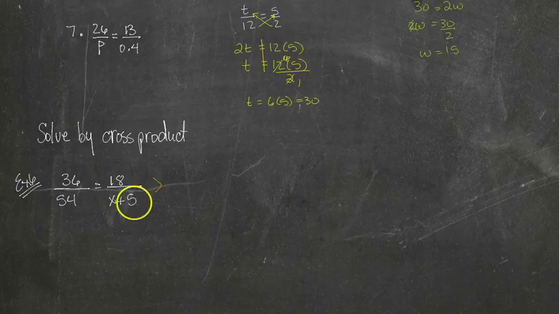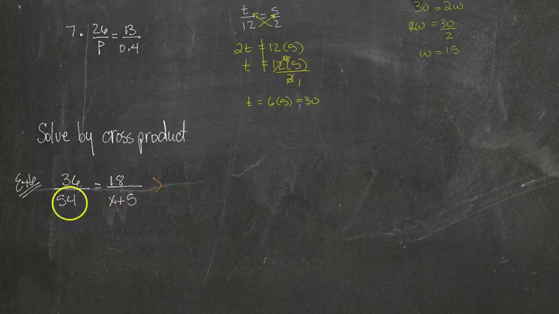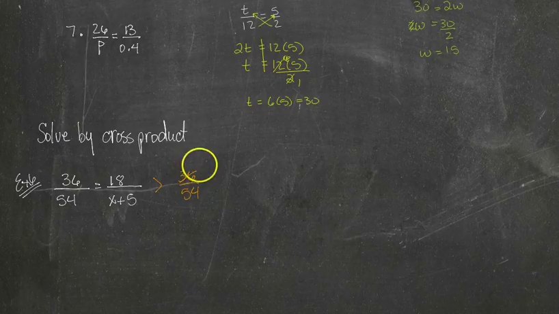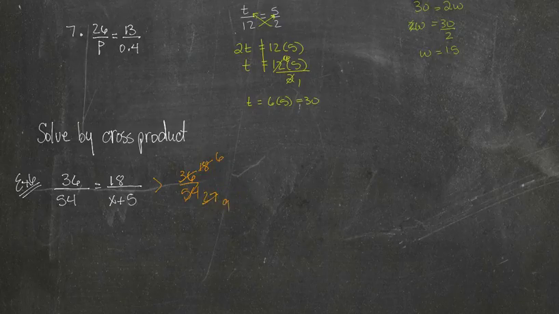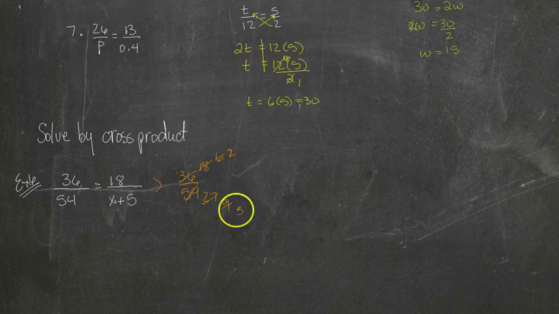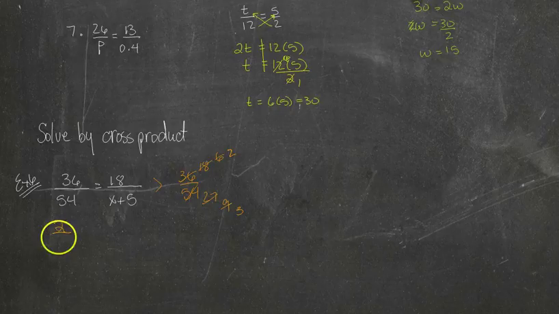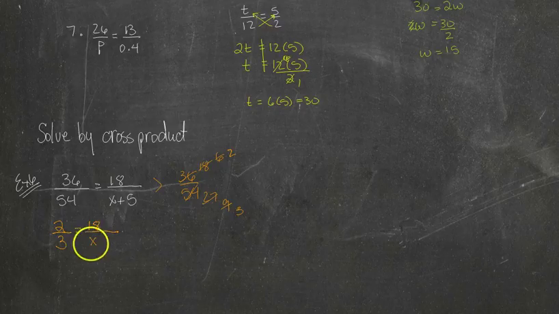We know first, without even thinking about the x plus 5, that we need to reduce this ratio. So I have 36 over 54. 36 divides by 2, leaving 18. 54 divides by 2, leaving 27. 18 divides by 3, leaving 6. And 27 divides by 3, leaving 9. I thought I was going to go far enough, but I didn't. 6 divides by 3, leaving 2. And 9 divides by 3, leaving 3. So I know that this is actually just 2/3, and then I have an 18. Still wish I could reduce that, but I can't. And then x plus 5.